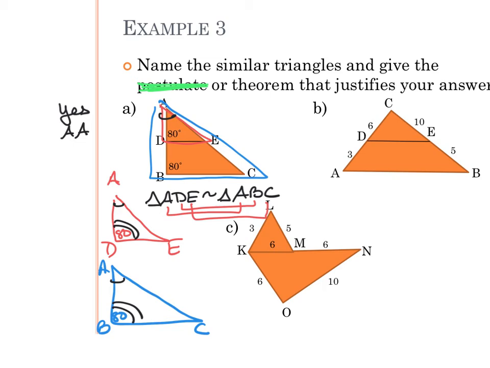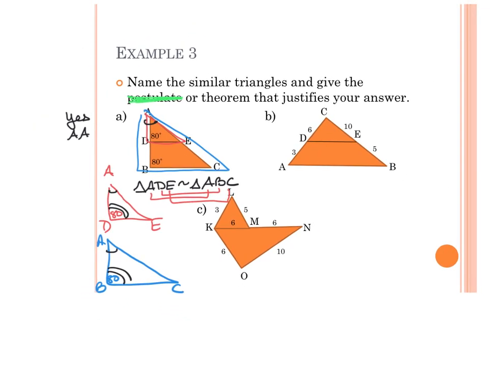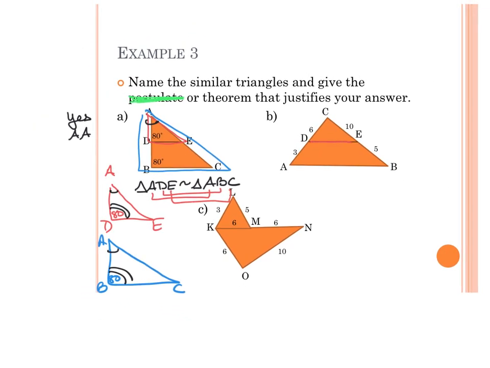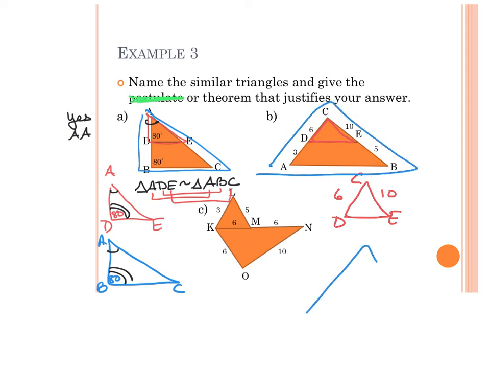Let's try to pull apart B. So again, if I talk about the top triangle, CDE, this is 6, this is 10. And then now I'm going to talk about the larger triangle, the ABC. This side of the larger triangle is 6 plus 3, it's 9. And then this side here is 10 plus 5, and it's 15.